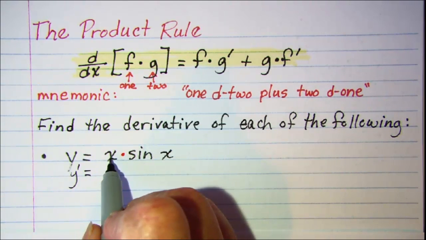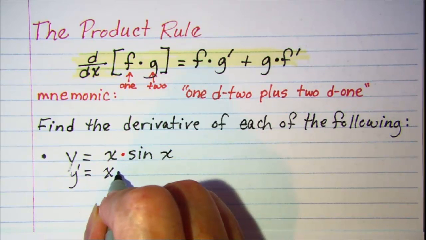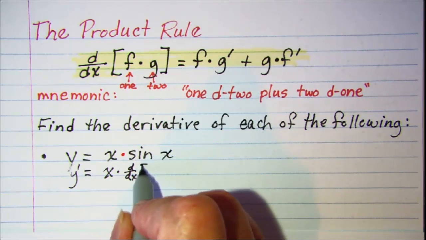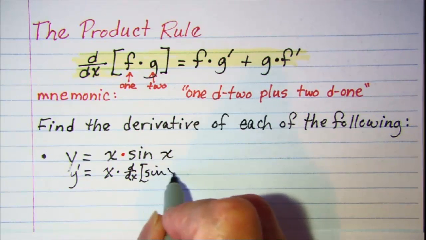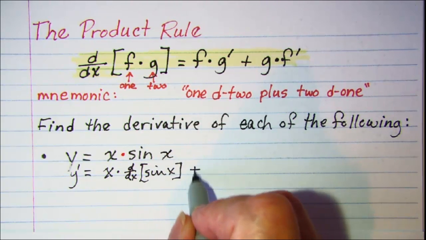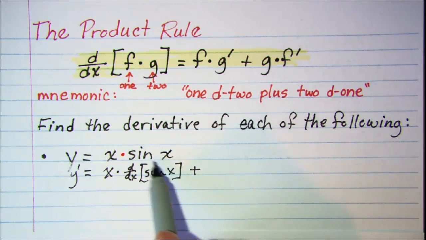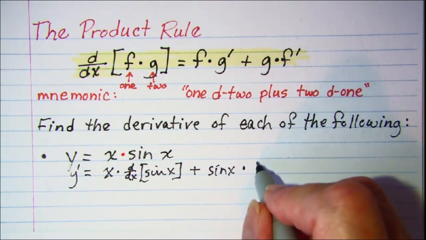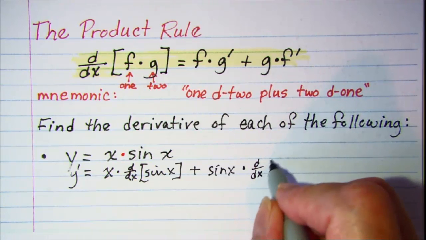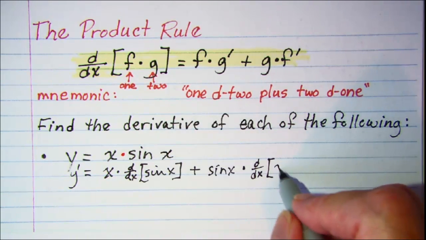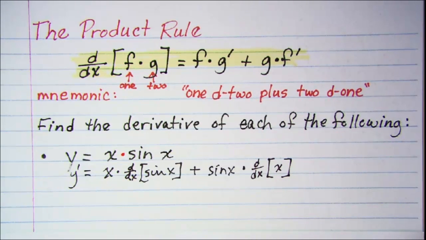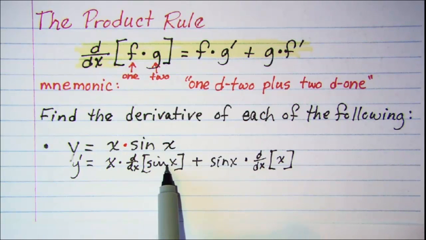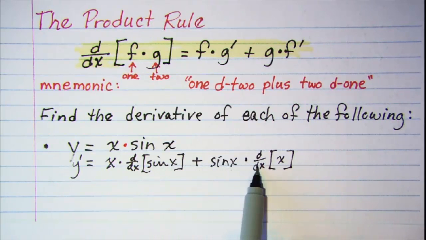So I want the first function, which is x, multiplied by the derivative of the second function, which is sine x, plus the second function, sine x, multiplied by the derivative of the first function, which is x. So basically, that's what we're doing. This is 1 d2 plus 2 d1.